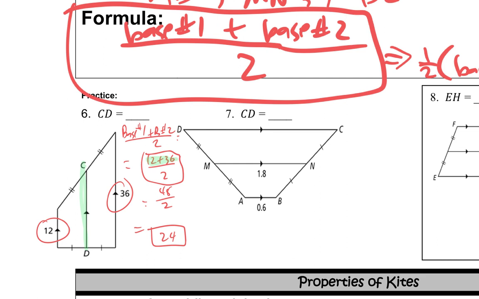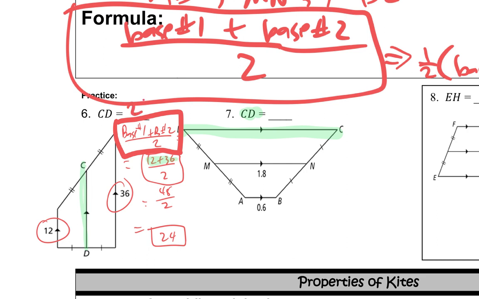Alright, let's talk about this. Alright, so let's look. Now what do they give us? They want CD, which is this right here. Okay, so they're not specifically talking about the mid-segment, but we are using the mid-segment. Well, what do we know about that? Well, we know that mid-segment is equal to base 1 plus base 2 over 2, right? So that's what we want to key in on. That's what we're thinking about.